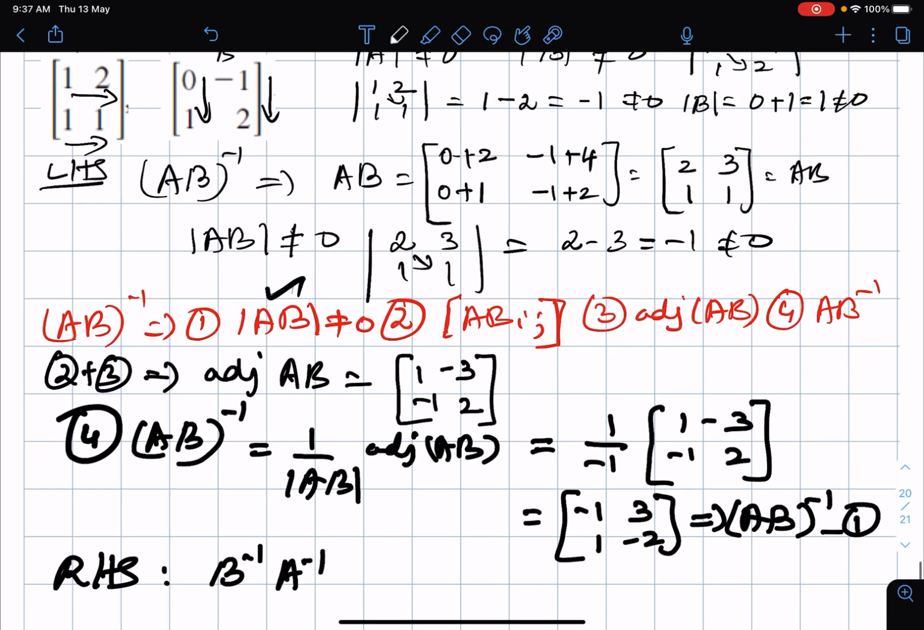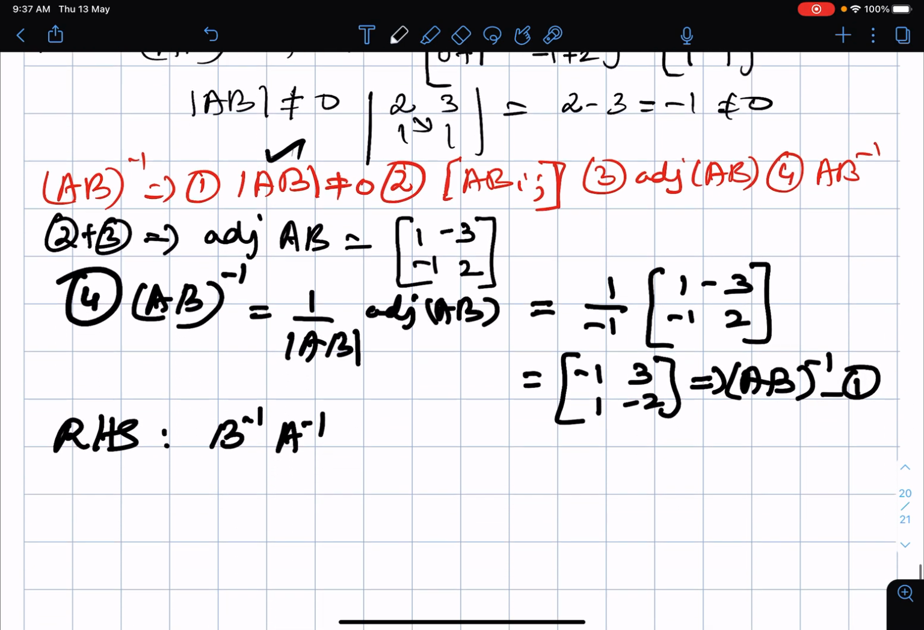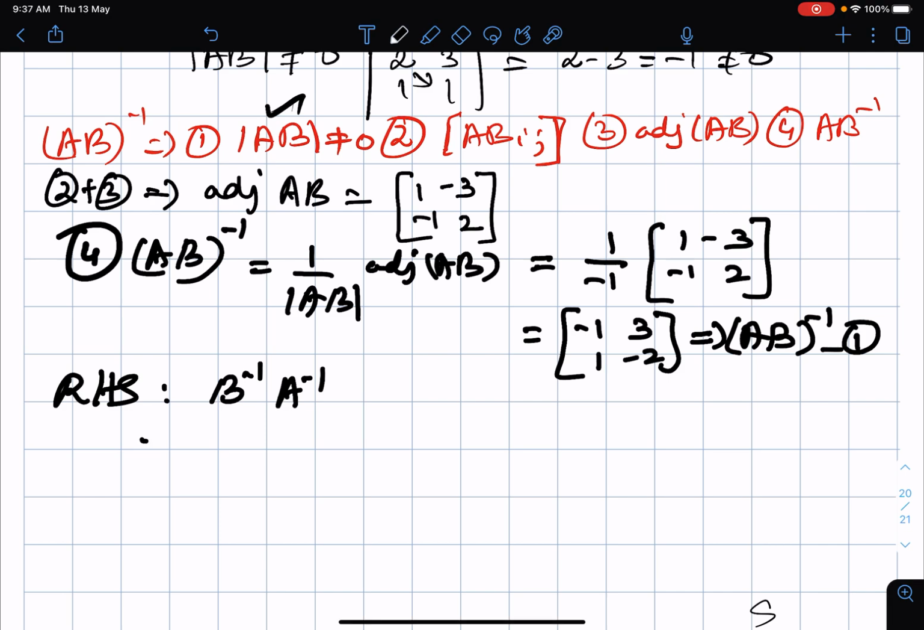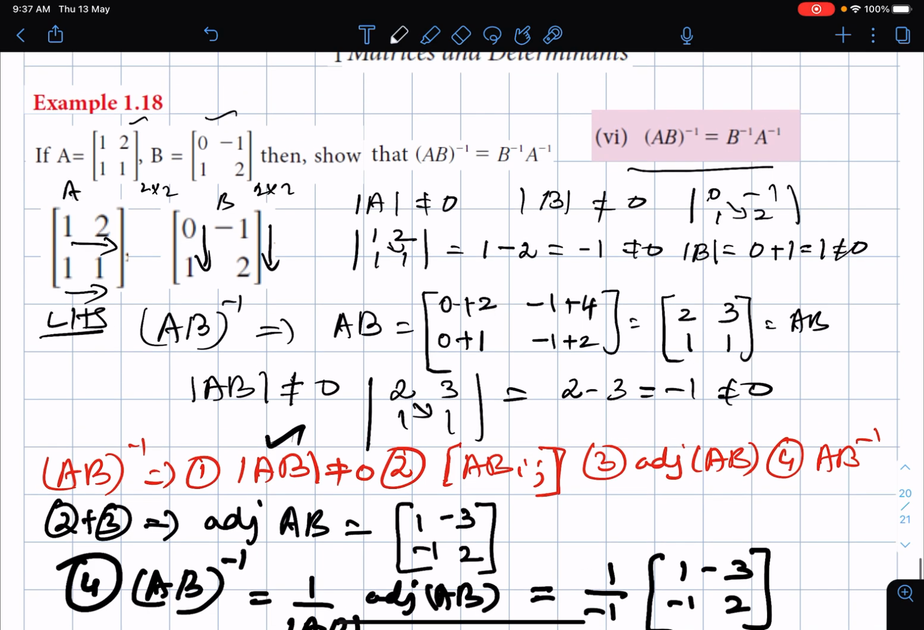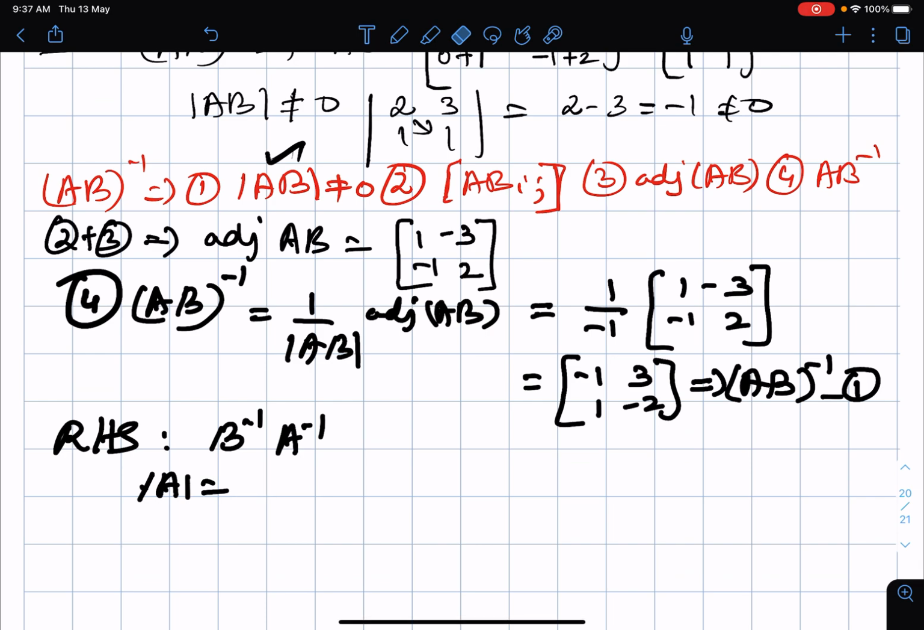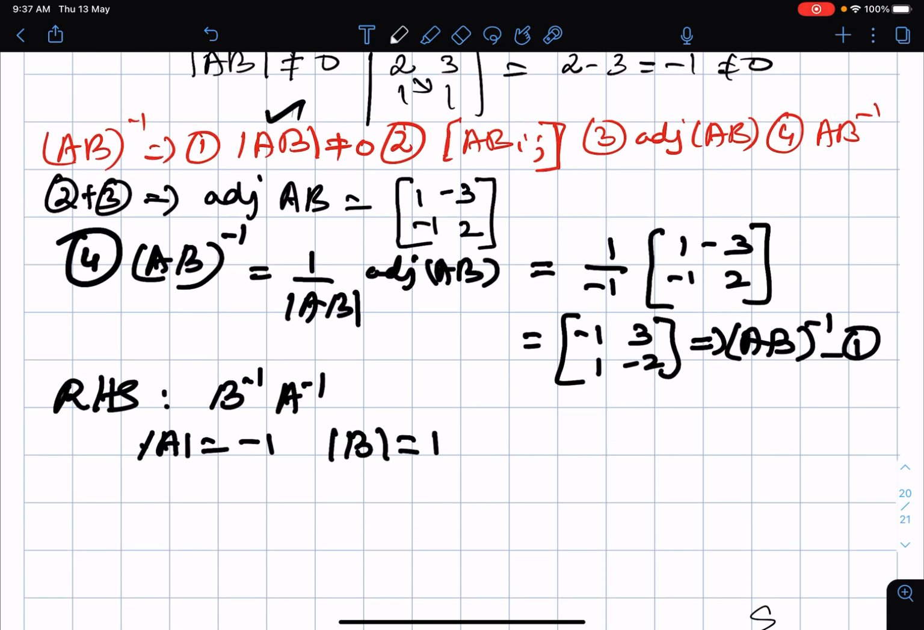So we have already found out determinant A and determinant B, isn't it? Determinant A is equal to, here we have found out, isn't it? This is minus 1 and this is 1. So determinant A equal to minus 1 and determinant B equal to 1. Now this is non-singular, not equal to 0. Now we are going to go to the second and third step. So 2 plus 3, you can directly write adjoint B.